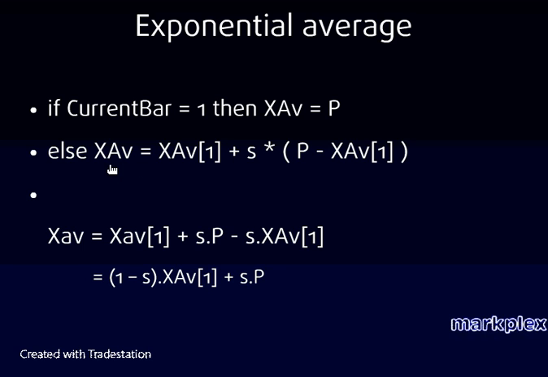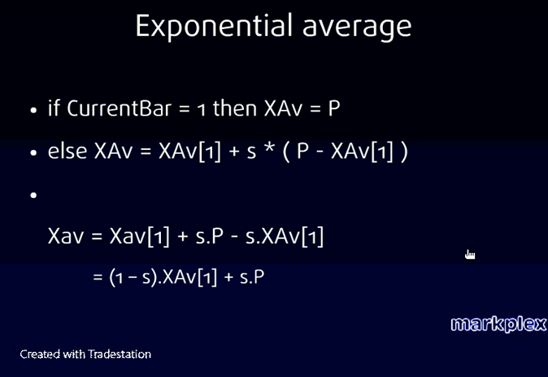And then on all the other bars, the exponential average is equal to the exponential average of the previous bar plus a smoothing factor multiplied by the price of the bar in question, with the exponential average of the previous bar taken away from it. And if we just multiply that out, we'll see that the exponential average is equal to 1 minus the smoothing factor multiplied by the exponential average of the previous bar plus the smoothing factor multiplied by the present price.